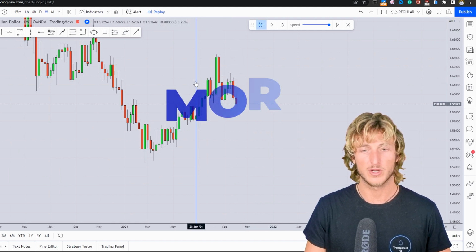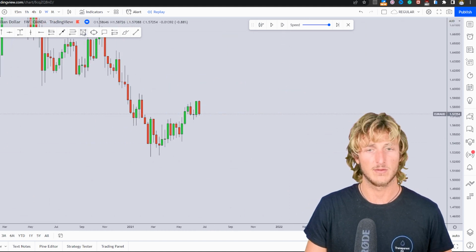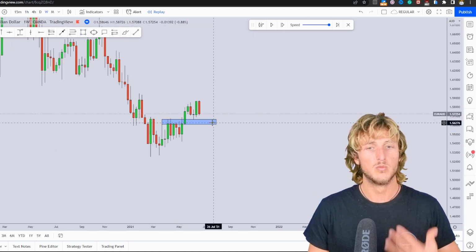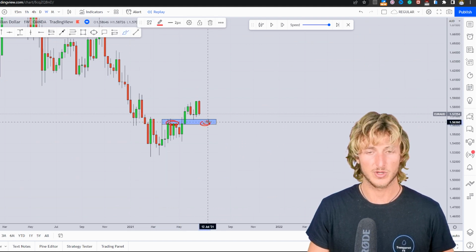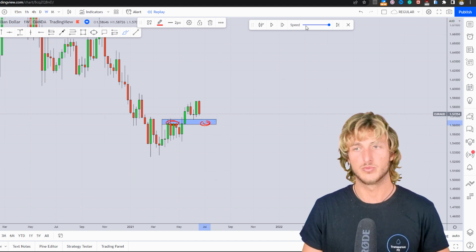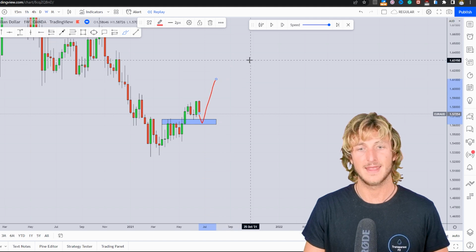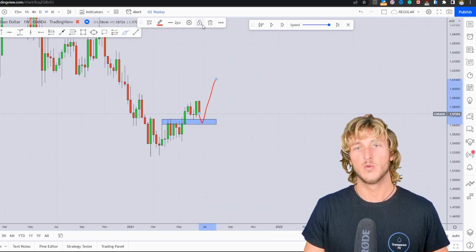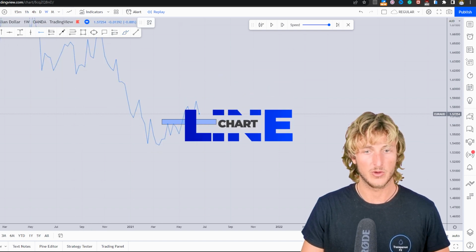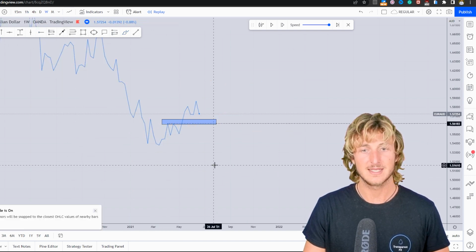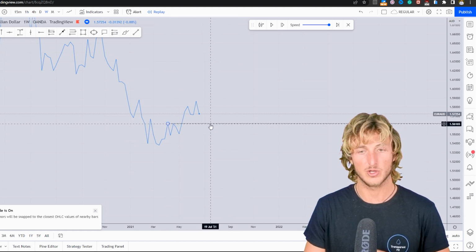Let's show more examples. Now, let's say, for example, you have a situation like the one that we have here. Now, you know that more or less, this will be the previous resistance turned support. But where is the actual previous resistance turned support, which is the level that the market is supposed to test and then reject to the upside? Well, to do that, once again, what you can do is just go down on a line chart. What you will see is that this is clearly the previous resistance turned support, the previous close.